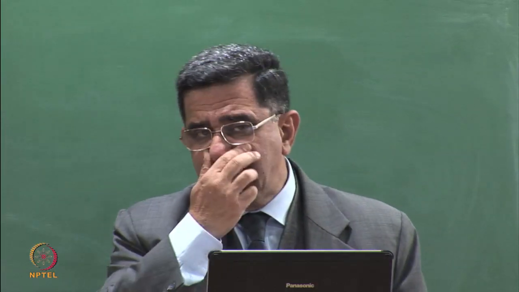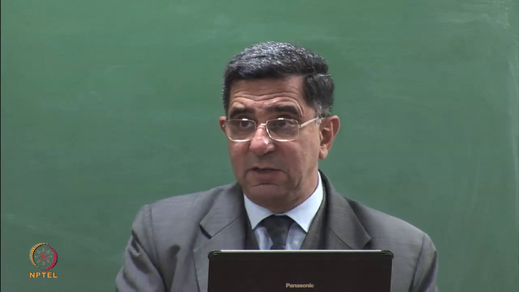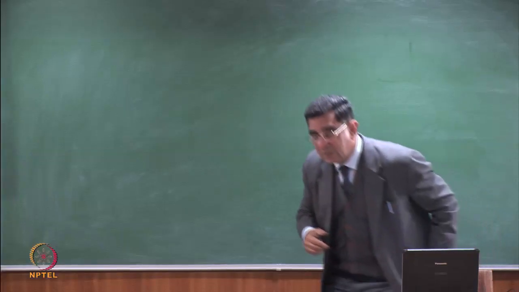Okay. The other thing which I wanted to talk to you last time about was the estimation of landfill capacity, and we talked about waste generation, W tons per year. We talked of N years as being the life of a landfill, and we said total waste in N years is W into N. So I also mentioned that this is a very approximate formula. In fact, this is an underestimation because your population is growing or decreasing and you have to do a correct estimate. And first I asked you all to come up with some figures about this waste generation per capita per day in various cities. So you must have discovered this by now.